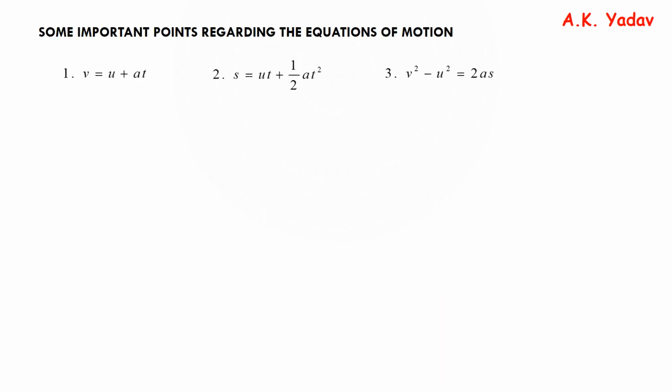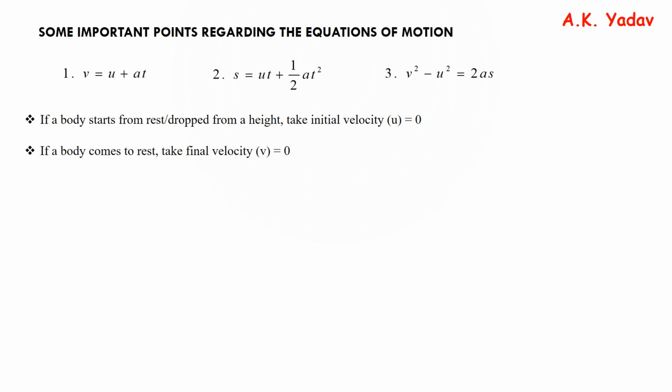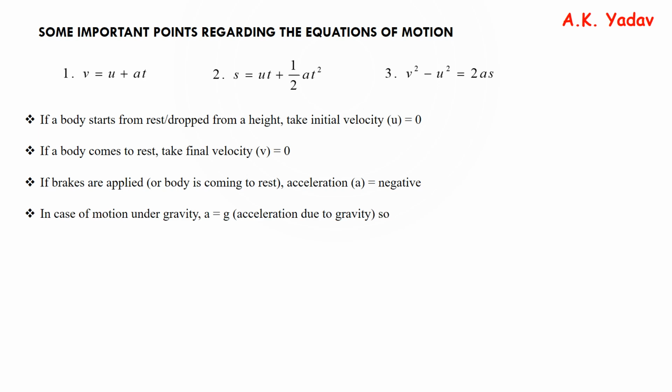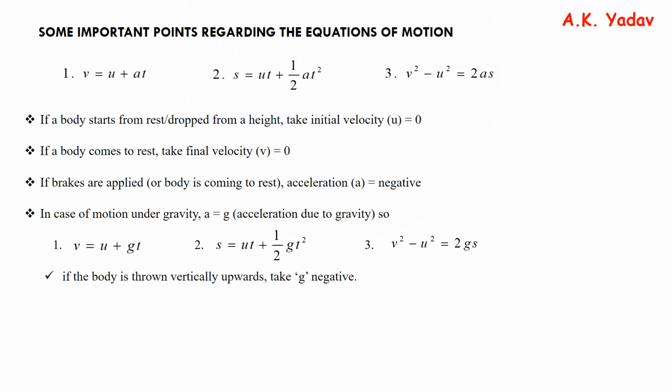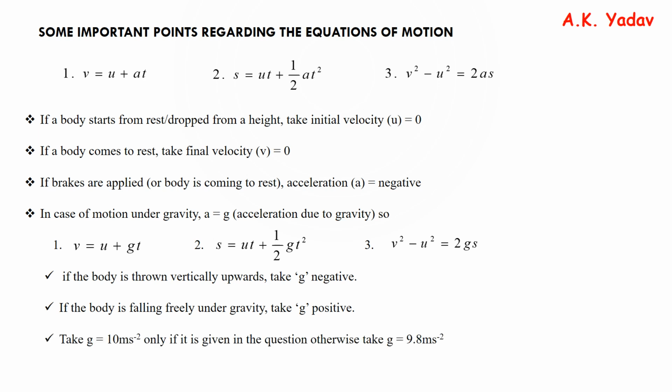Also, you should be knowing that if a body starts from rest, u is 0. If a body comes to rest, v is 0. In case brakes are applied, a is negative. In case of motion under gravity, a is g, so the equations change. If a body is thrown vertically upwards, g is negative. If a body is falling freely under gravity, g is positive. Take g equal to 10 only if it is given in the question.